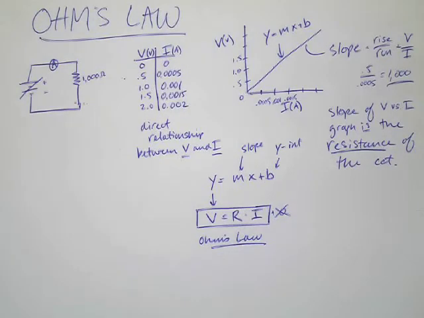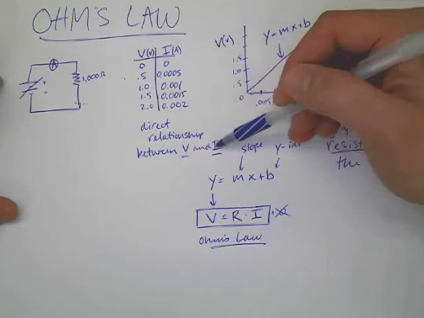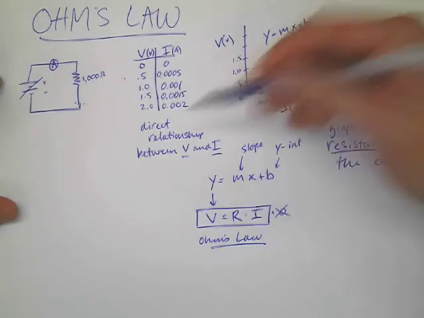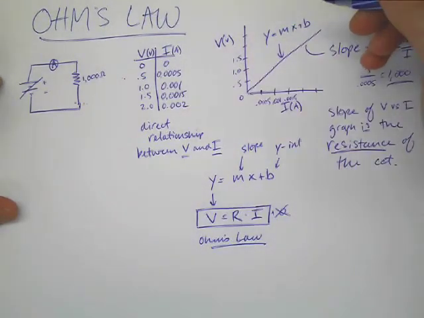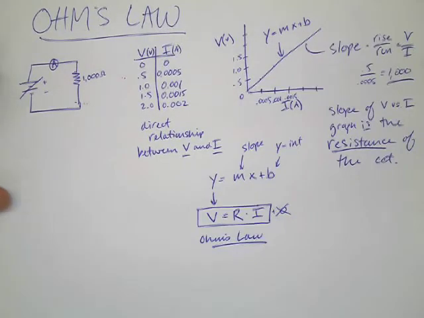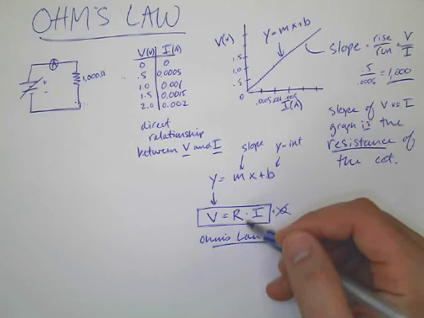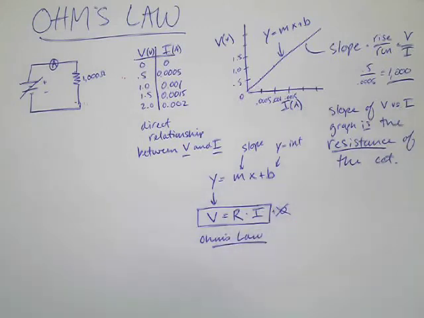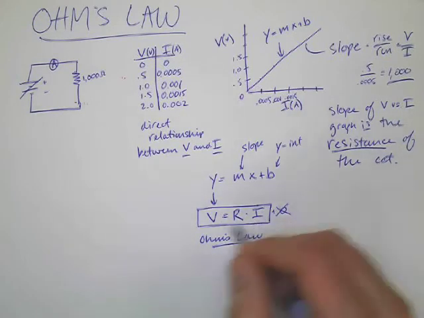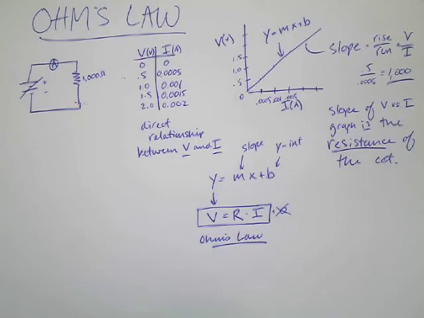So there's a couple ways to look at this. What we've said so far is as I increase the voltage, the current goes up as well. So there's a direct relationship between V and I. Well, there's another way I can look at this. What if I were to increase the resistance of my circuit, but I wanted to get the same current output? What would happen to my voltage?